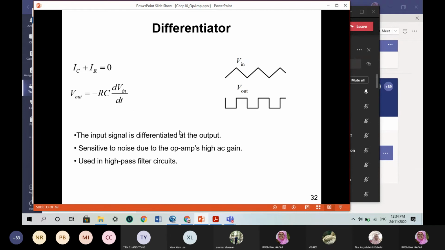So you see in most of the arrangements, or almost all circuit connections, V in is always applied at the negative input terminal. The input signal is differentiated at the output and is sensitive to noise due to the op-amp's high AC gain. And this differentiator is commonly used in high-pass filter circuits.